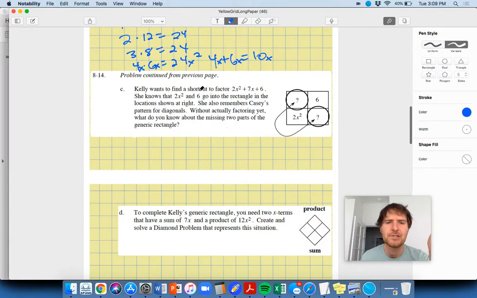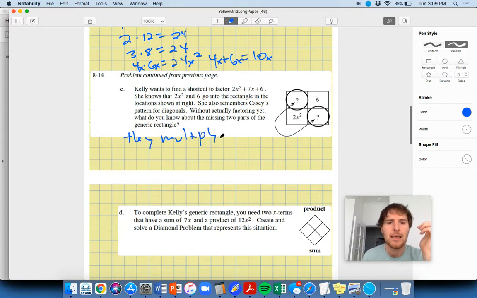Okay, Kelly wants to find a shortcut to factor 2x squared plus 7x plus 6. What is that again? Is that a binomial? Is that a monomial? No, it's a trinomial, right? One term, two terms, three terms. Terms are separated by pluses or minuses. She knows 2x squared and 6 go into the rectangle, bottom left, top right. She also remembers Casey's pattern for diagonals. Without actually factoring yet, what do you know about the missing two parts of the generic rectangle, okay?